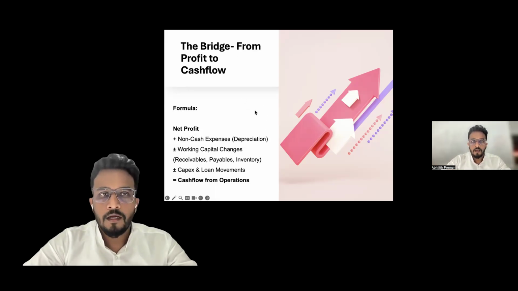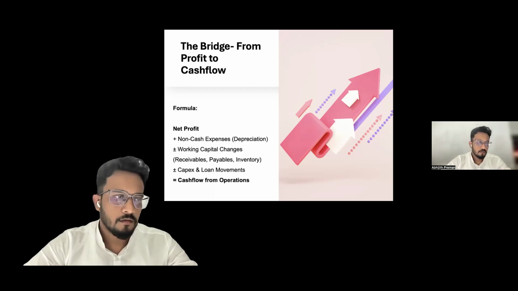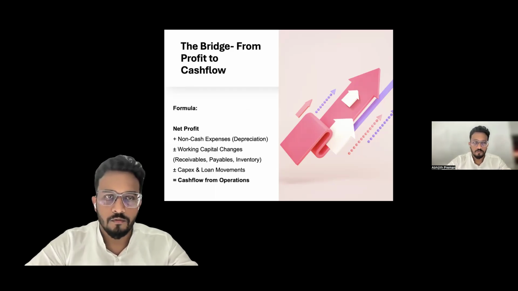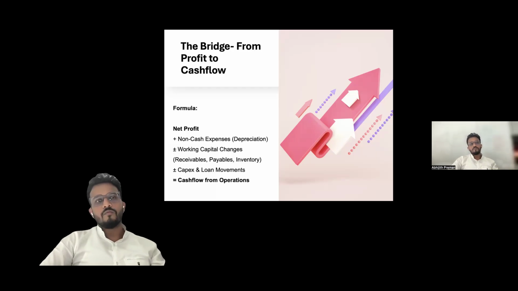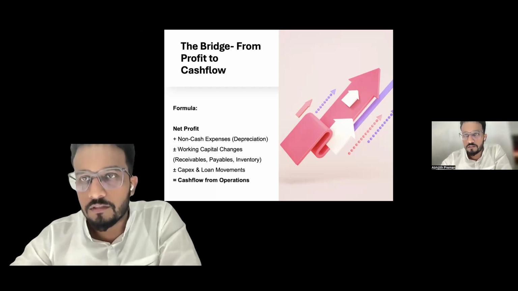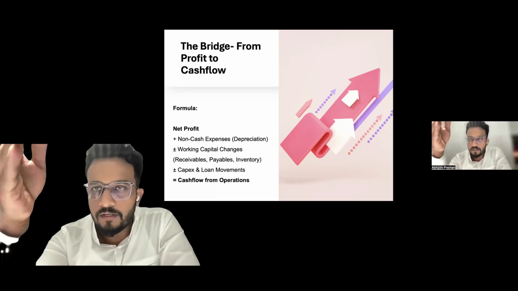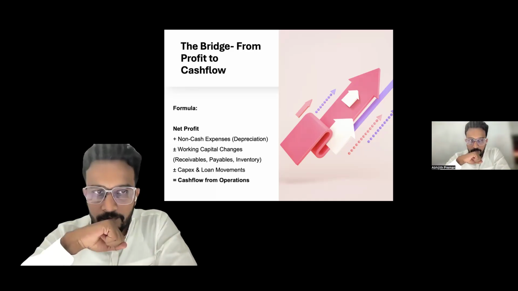Now, the bridge from profit to cash flow. This is a bit of an accounting topic. If you have studied commerce in plus one or plus two, this would have been part of your syllabus. So I'm not going deep into this, but I'll just explain how we arrive from profit and loss to cash flow. You have your profit and loss statement prepared: you have your income, your expense, and your profit.